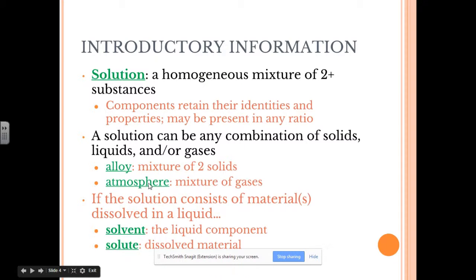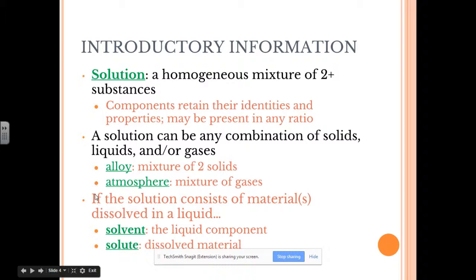The atmosphere is a mixture of gases, so it doesn't just have to be a liquid and a solid. Think about the atmosphere. Look around you. Those particles are so small that you cannot see the difference between the nitrogen and the oxygen and all the other gases in there, but yet they're still retaining their properties. We're breathing in oxygen. The oxygen is what's reacting in our blood to keep us alive. So it retains the properties of that oxygen or of any other part.